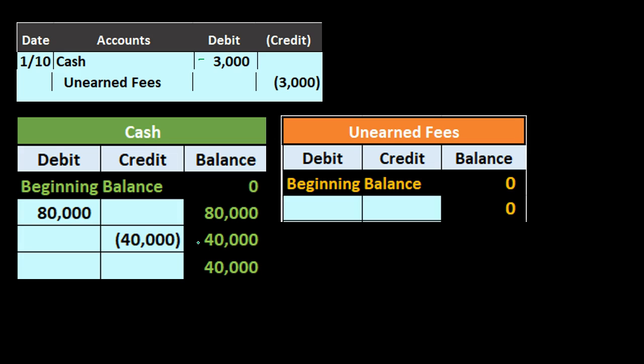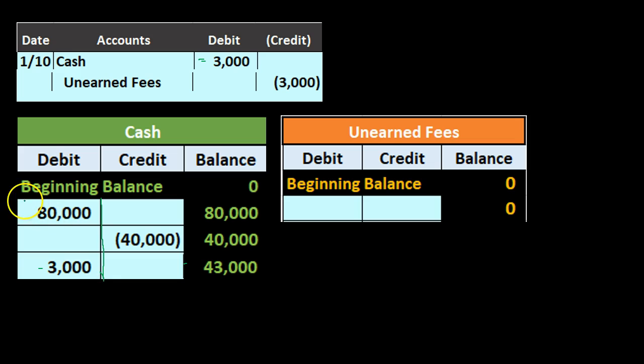So we can see that we have $40,000 from the prior transaction. We're going to debit it by $3,000, increasing the balance to $43,000. It's a $40,000 debit balance account. We increase it in the debit direction to $43,000. We can also see the T account starting to form out here.